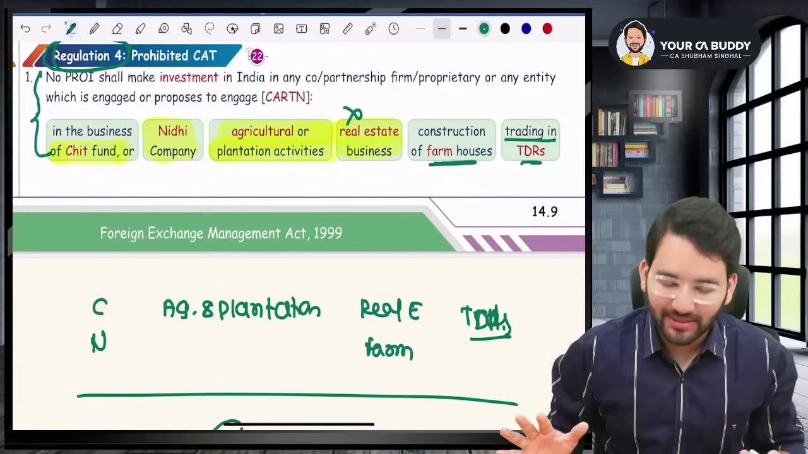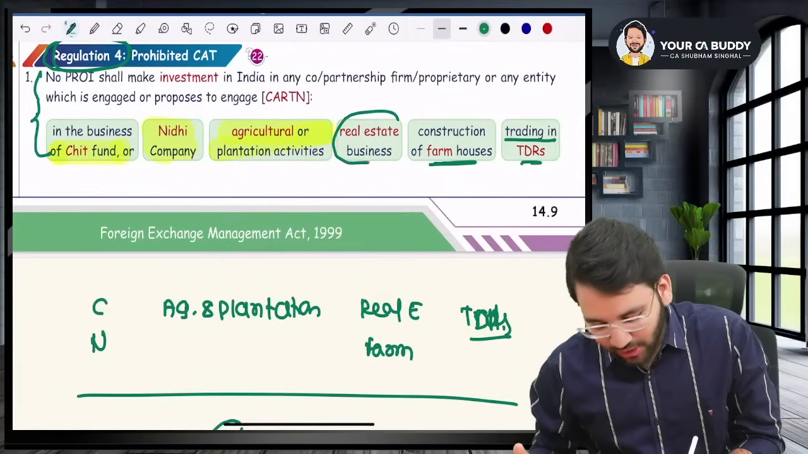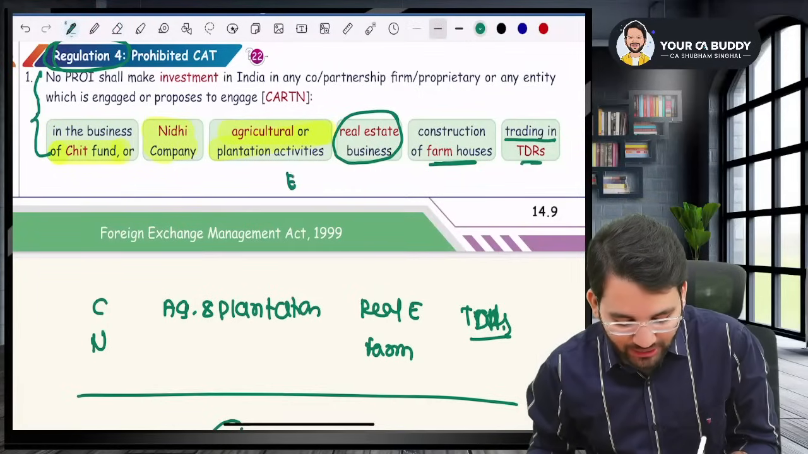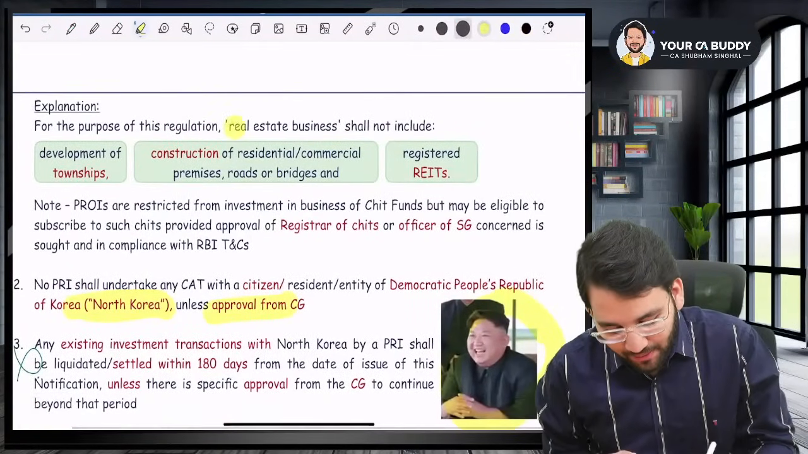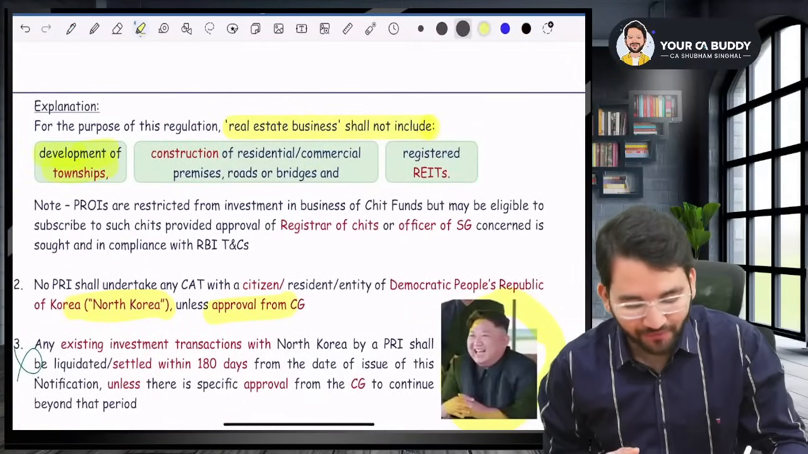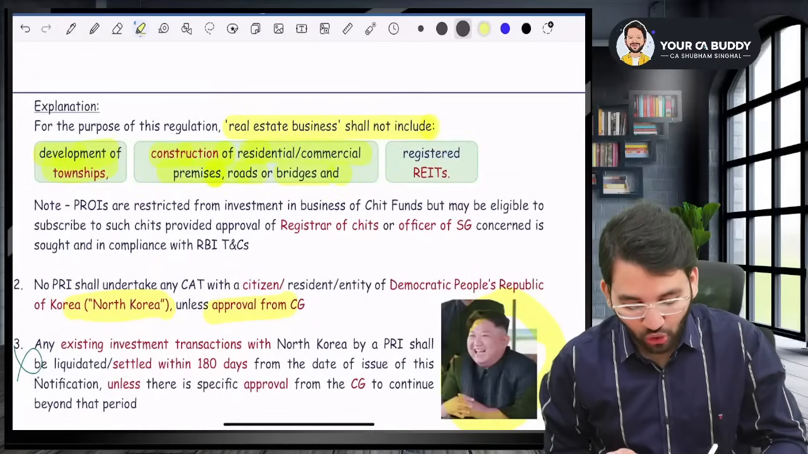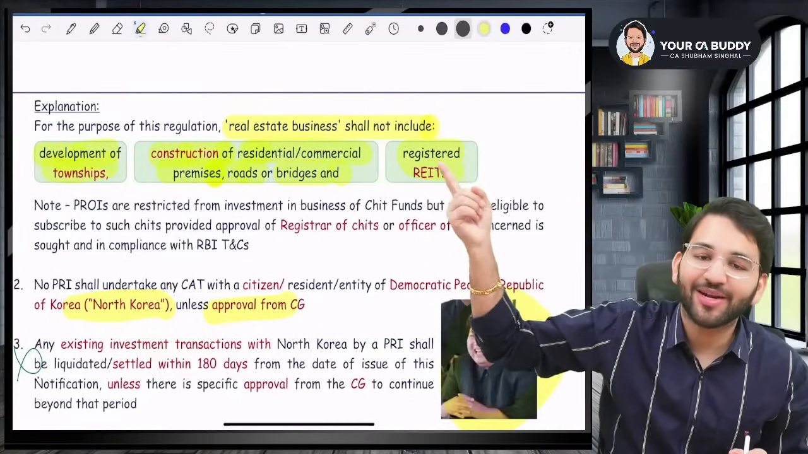In this, you cannot invest. But you cannot invest in real estate business, sure. But real estate business has some exceptions, as in, these things are not real estate business. What things? Real estate business does not include development of townships, construction of residential or commercial premises, roads or bridges, and registered REITs. REITs are real estate investment trusts.